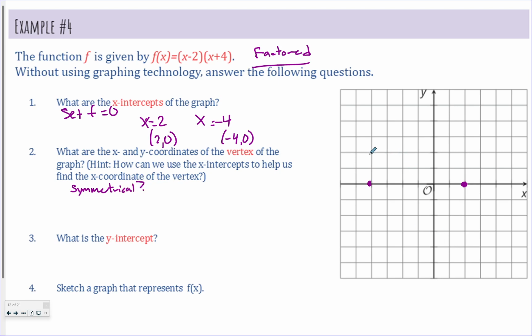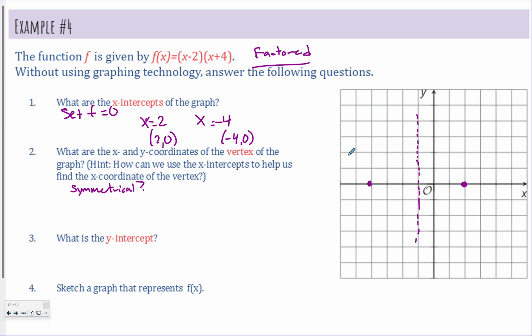And that means this parabola is going to have to go through these points in a way that these are balanced out, symmetrical. So how does that work? The line of symmetry would have to go halfway in between them, because the left side and the right side of a parabola are always mirror images of one another.